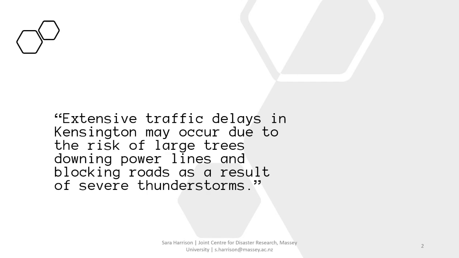So there's a lot to unpack in this example. It gives some pretty specific location information and specific impact information. So in Kensington, it may occur, risk of large trees downing power lines, and then that's the result of this hazard, which is severe thunderstorms.